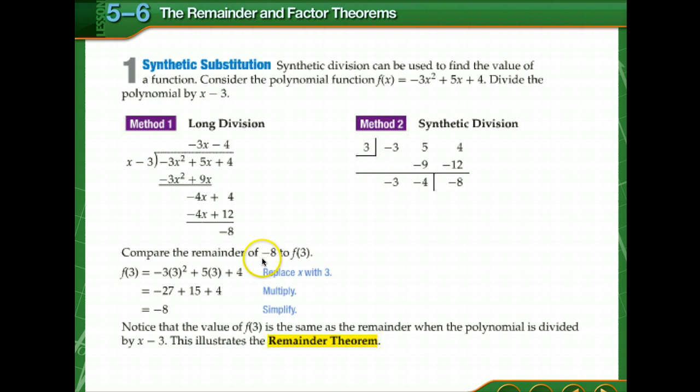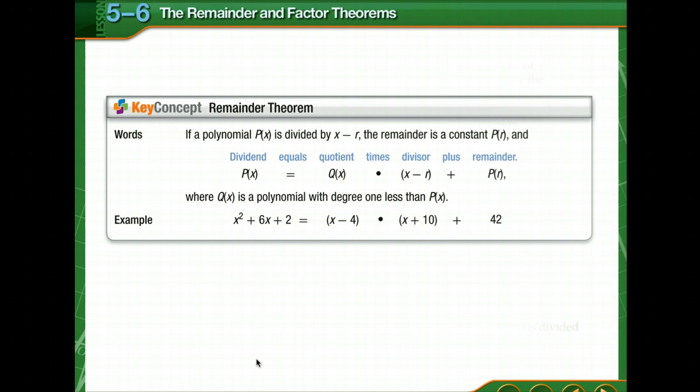Now let's look at the remainder of negative 8 and compare it to f of 3. If we substitute 3 in for our function, we're going to get that it equals whatever our remainder is. Isn't that something? So notice the value of f of 3 is the same as the remainder when the polynomial is divided by x minus 3. This illustrates the remainder theorem. And here's our key concept on the remainder theorem.